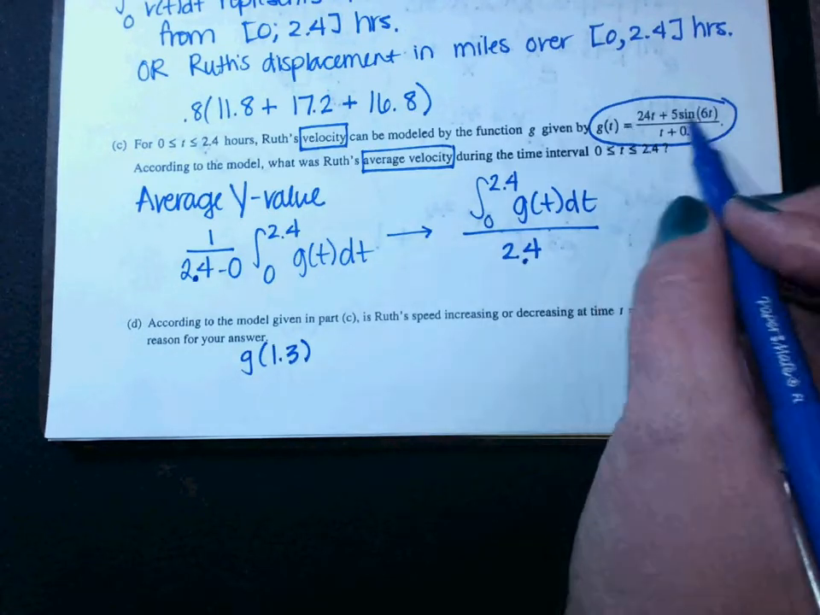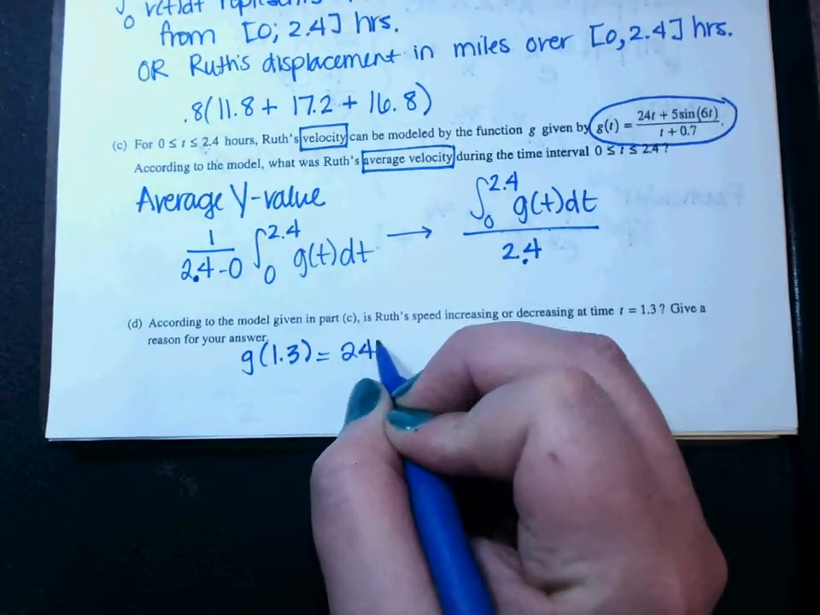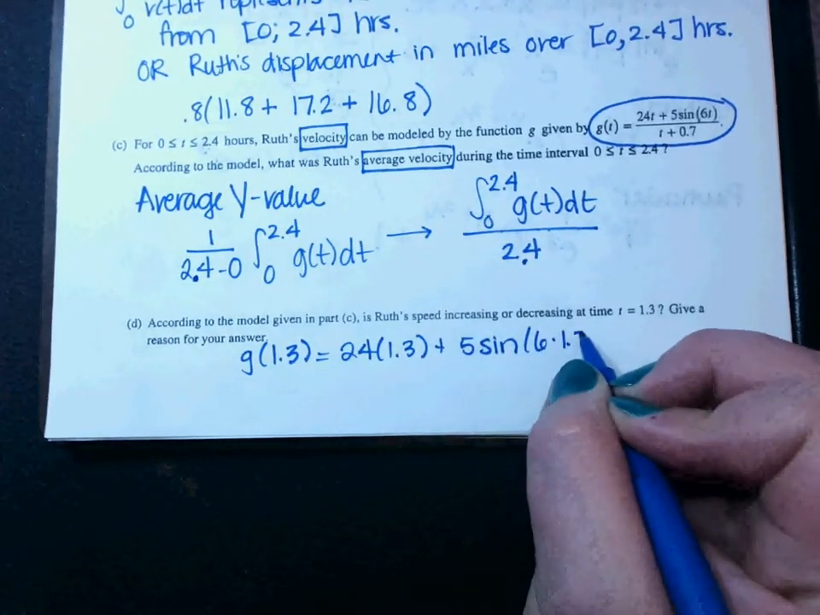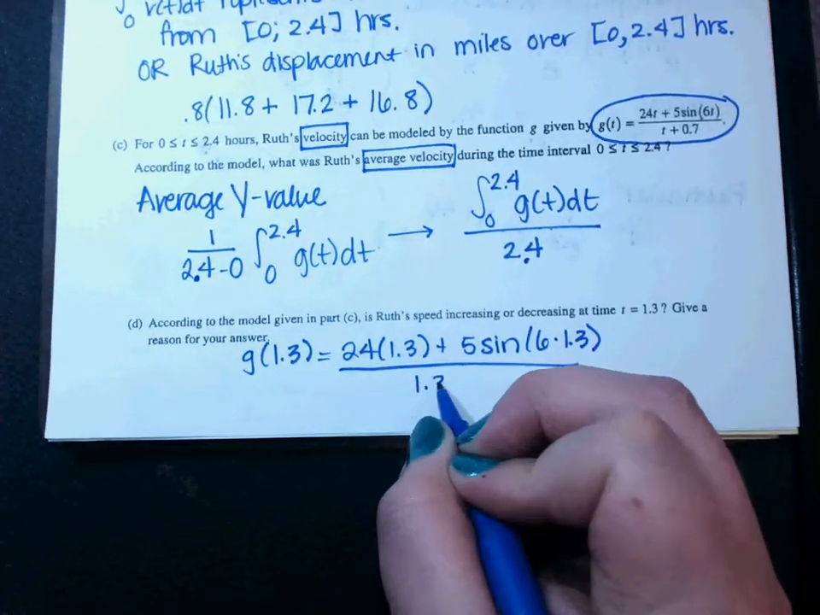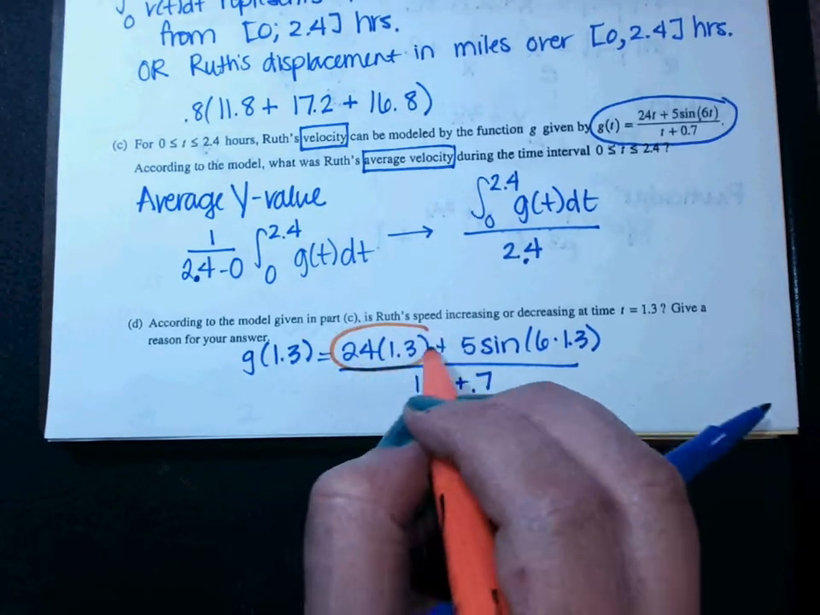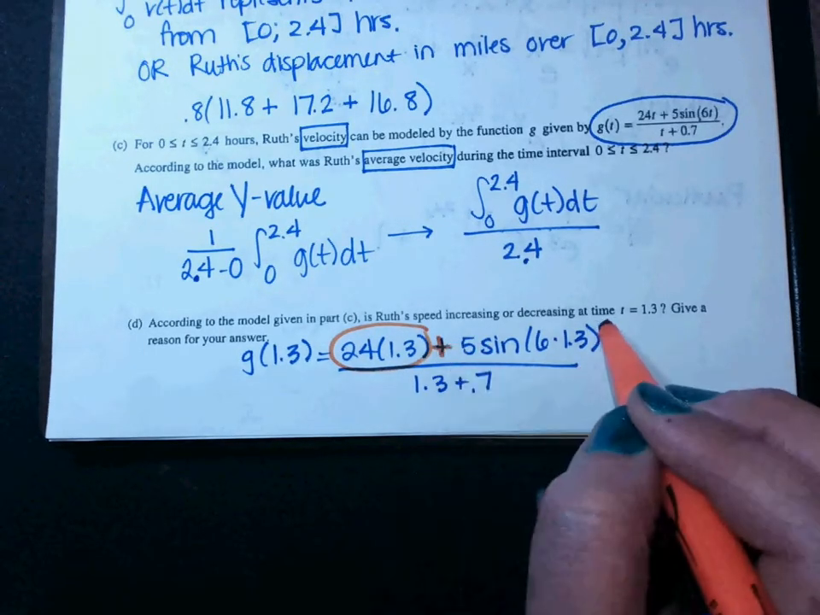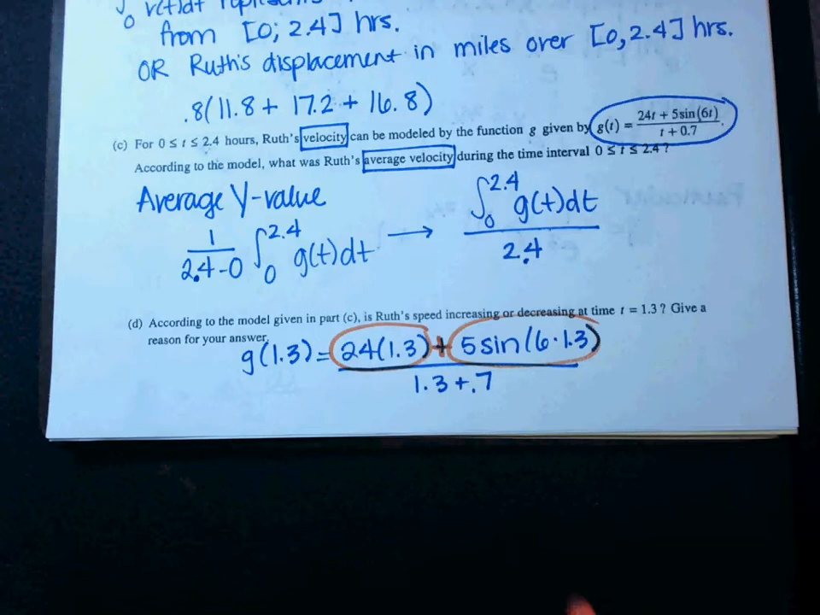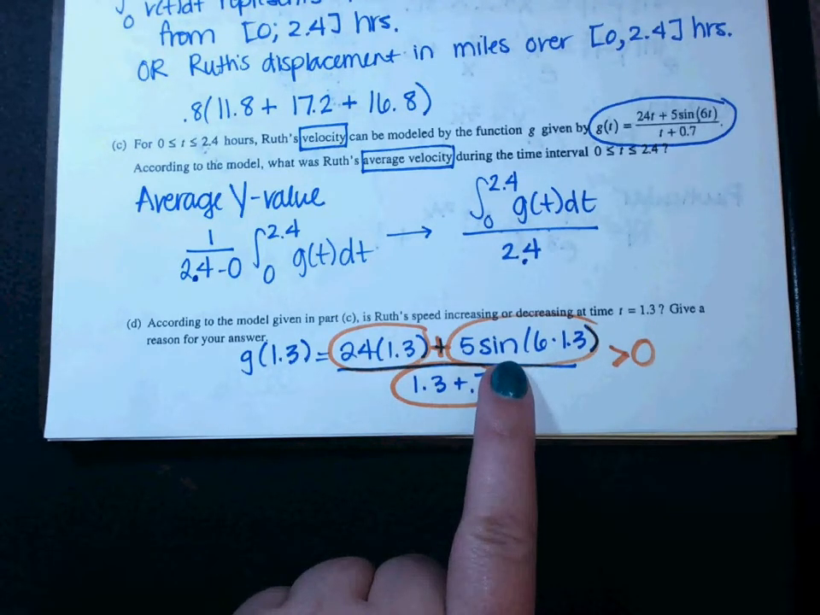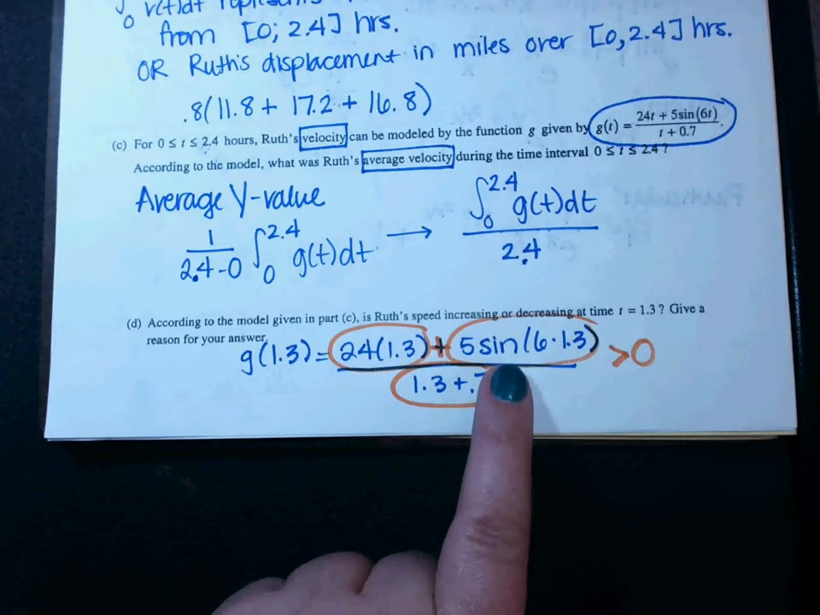Okay, now real quick, we can do this easy. 24 times 1.3, and then plus 5 sine of 6 times 1.3, over 1.3 plus 0.7. Just think about the sign. Okay, what is 24 times 1.3? Positive. Like 24-ish, right? And then I'm adding 5 more. More positives, and then I'm dividing by more positives. Overall positive. Now, sine, the biggest it gets is 1, smallest it gets is -1. So even though sine could be negative, it could not be negative enough to make the whole thing negative.